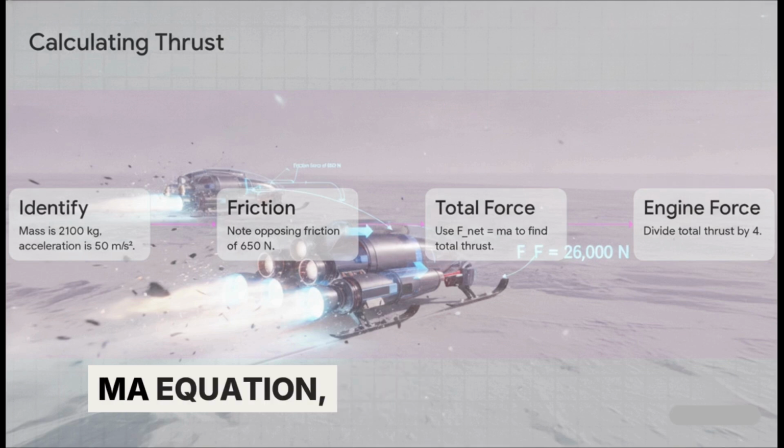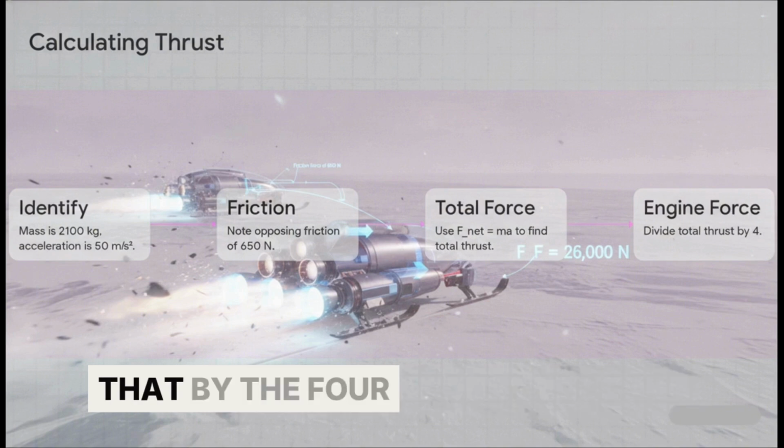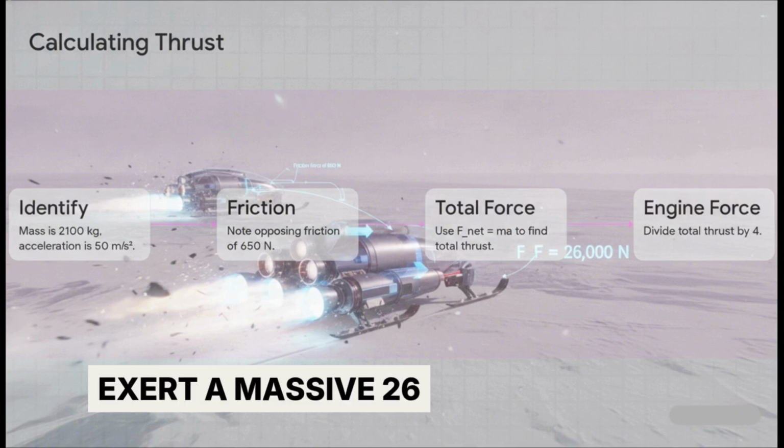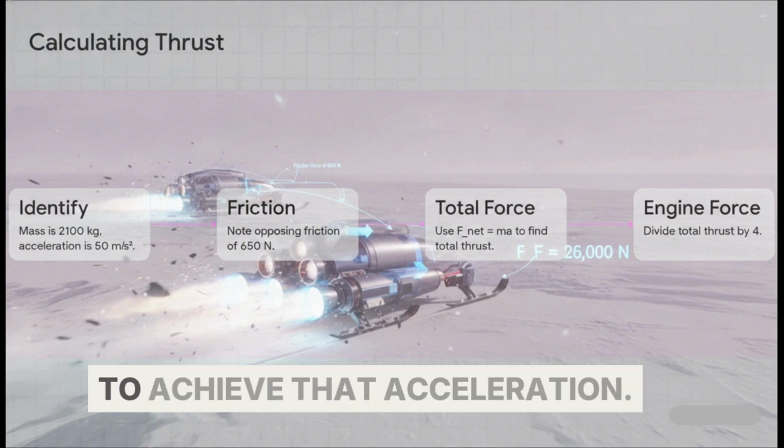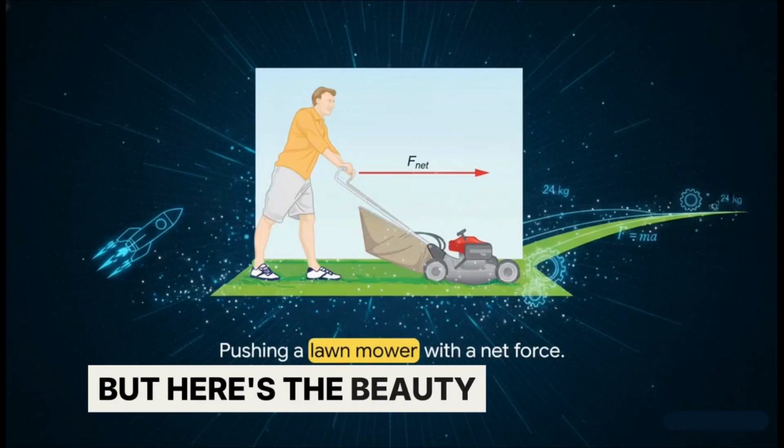Using our F equals ma equation, we find that the total thrust required is astronomical. Divide that by the 4 engines, and each individual rocket has to exert a massive 26,000 newtons of force just to achieve that acceleration. Absolutely wild. But here's the beauty of physics.